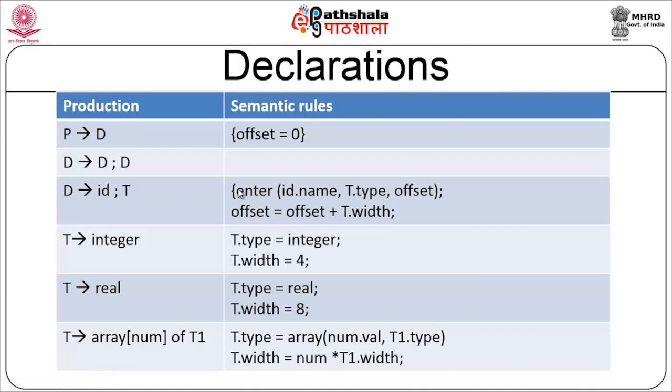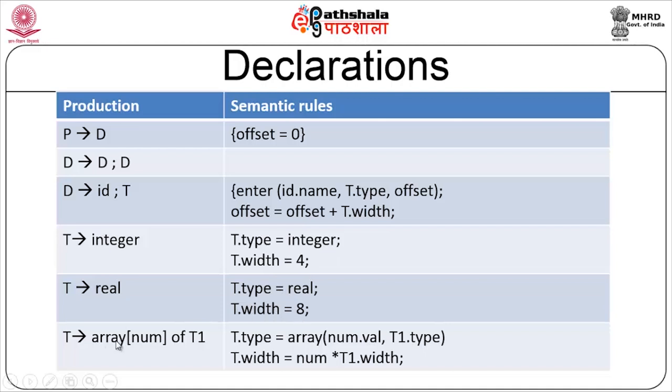When a declaration is encountered, you create a symbol table and put it into that basically. So what do you put into that? You will put this variable name, its type and offset. So to start with, offset will be 0. After that, I have seen one variable now, therefore I have to increment offset by T dot width. Okay, that is what it has done here. The next one is T produces integer and T produces real. Integer type is integer, width is 4, real type is real and width is 8.